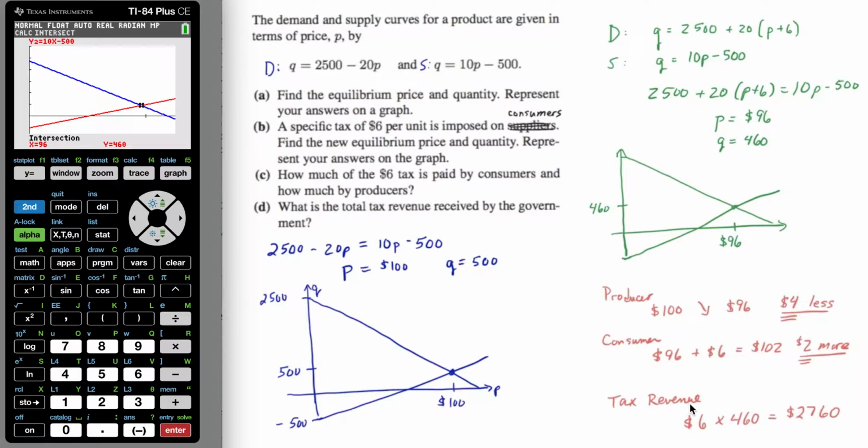So for the total tax revenue for the government, it's $6 per item times the number of items that can be sold at this new equilibrium point, which is 460 units. That's a total of $2,760.